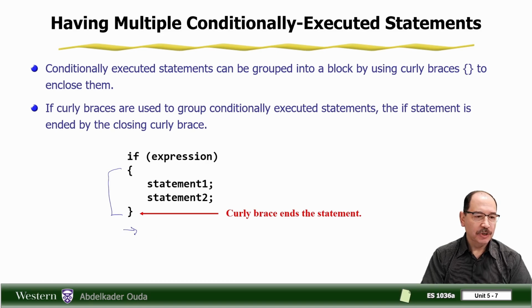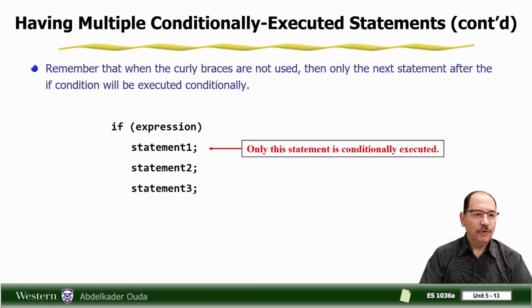And we execute the next statement here. Remember, if we don't use curly braces in the if statement, this statement is the only statement that is conditionally executed, and this semicolon ends the if statement. However, if we need to execute all of them based on the evaluation of the expression, we have to include them between curly braces.